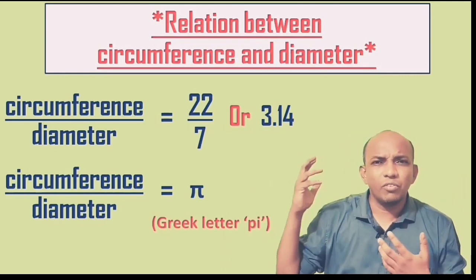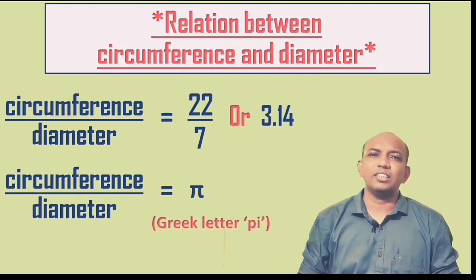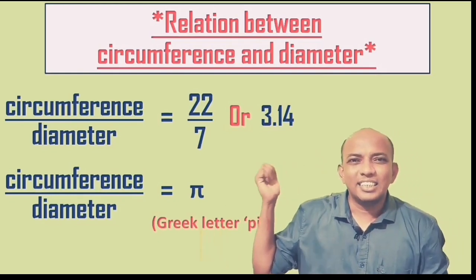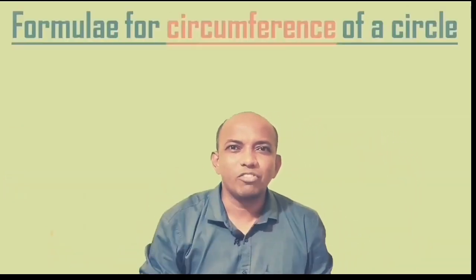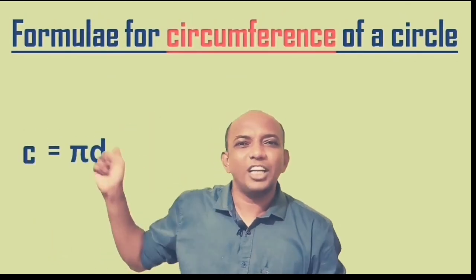Presently we know we have two formulae for the circumference. Number one is C equals pi d. How did I get the formula? It was C upon d equal to pi.